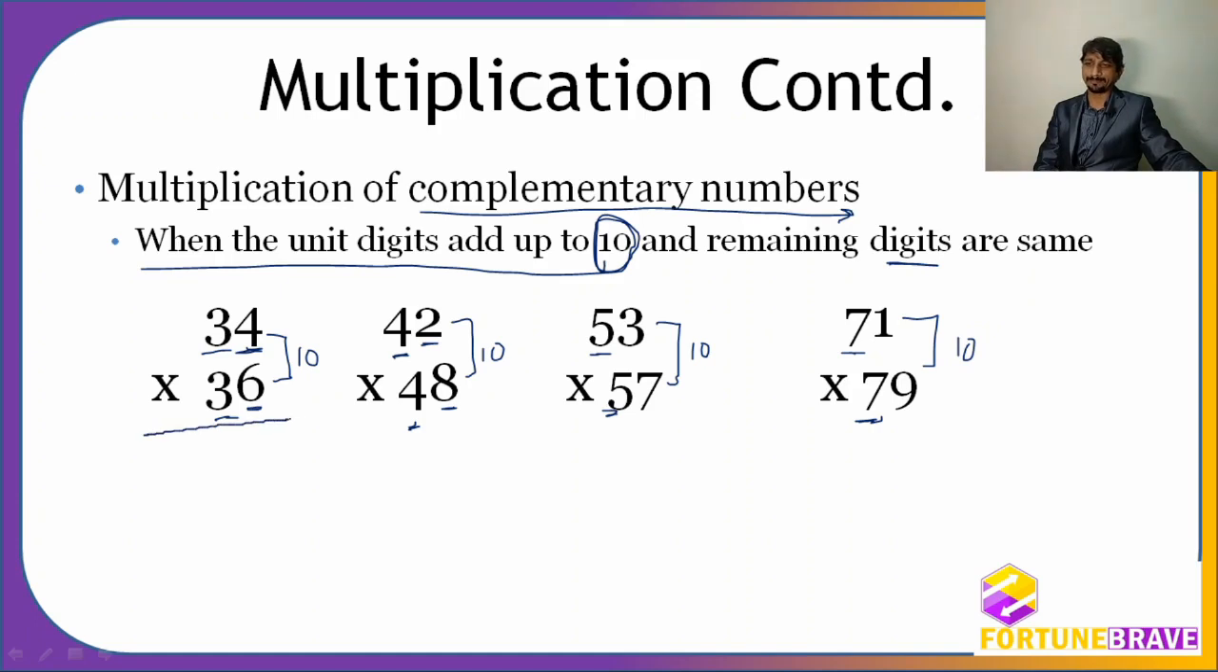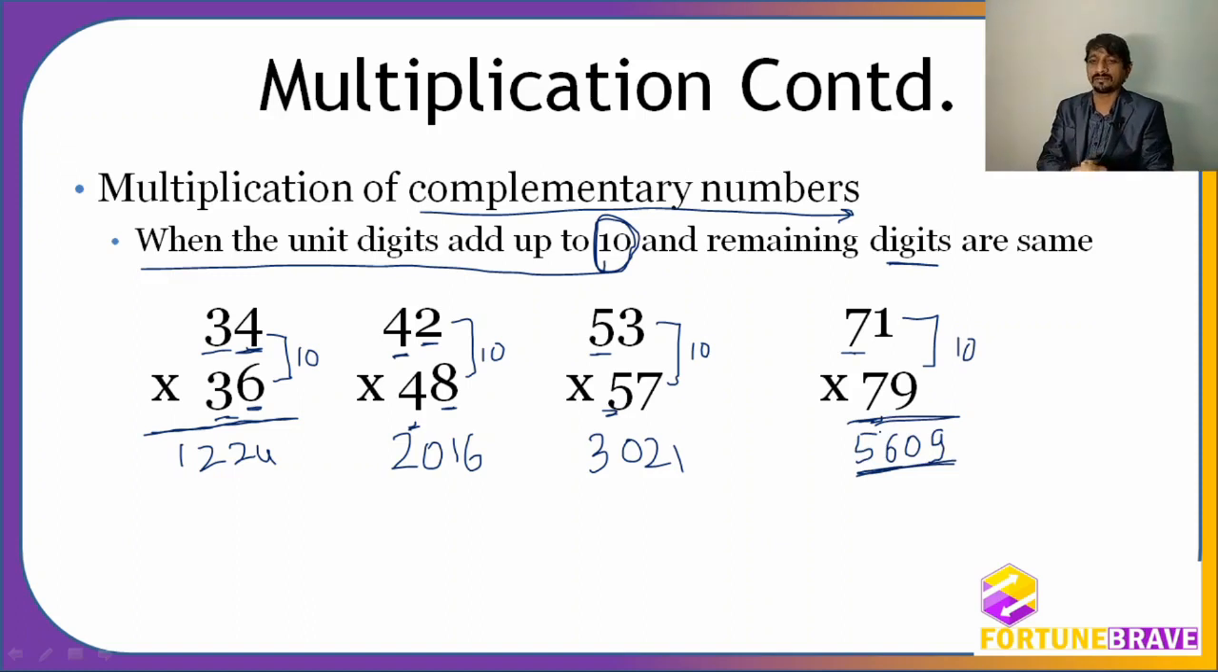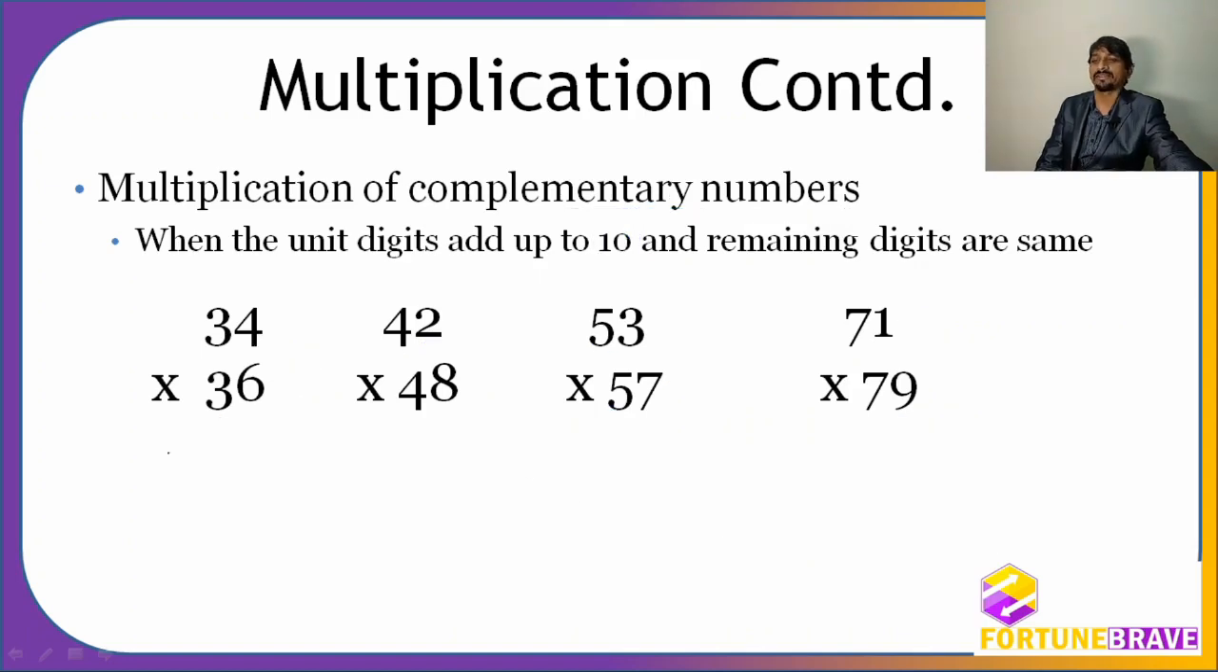How to solve this? Listen carefully. If you see these numbers, you should be able to do this within 2 seconds. How? I'll do it. 1224 is the answer. 2016 is the answer. 3021 is the answer. 5609 is the answer. Are you getting it? Can you guess how it works, or do you already know? So let me do it again so that I can show you how we can do it faster.